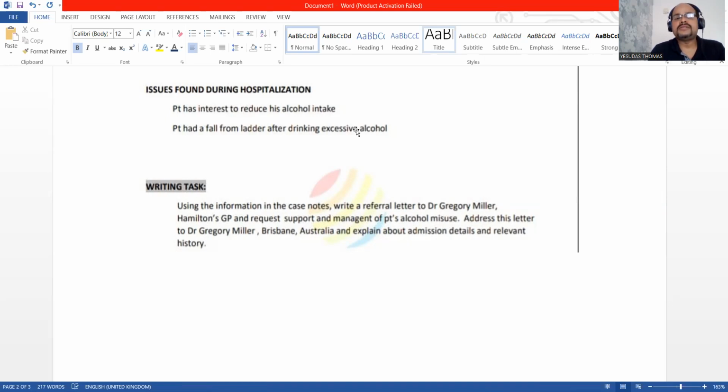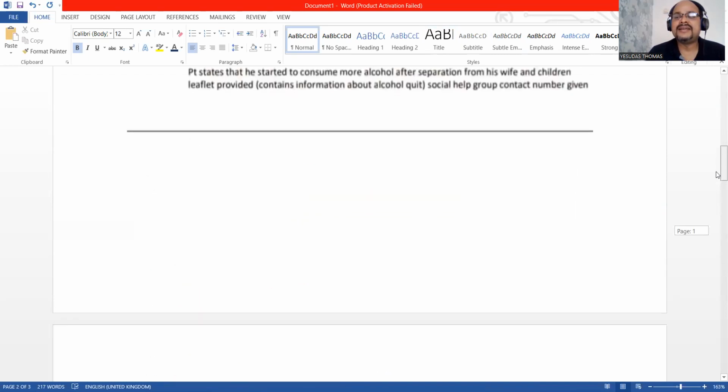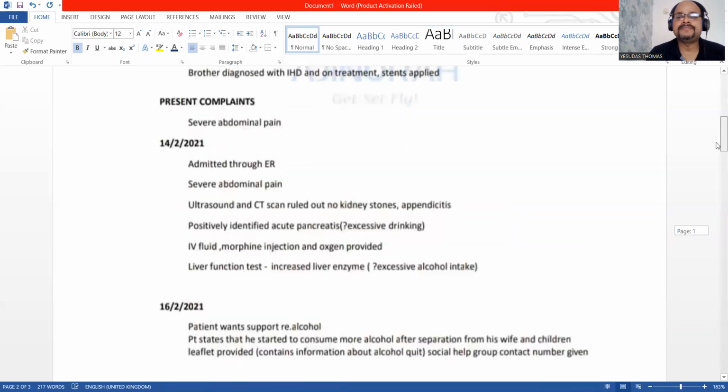So this is a case. This is a non-case. Now that the patient's past condition and social background are all known by the general practitioner, the writing will be a bit easy, I hope. Let's see the case from the beginning.